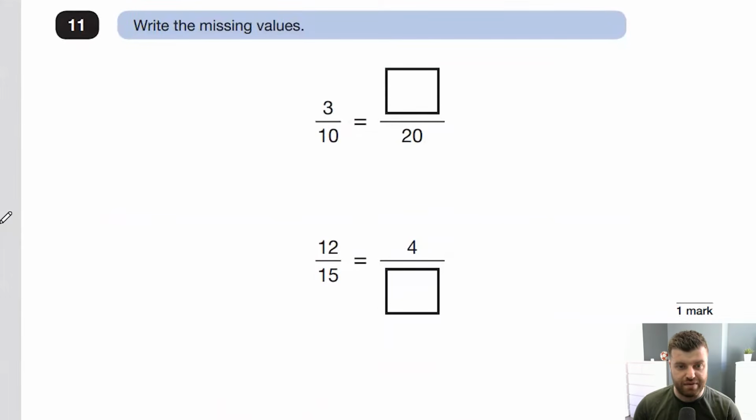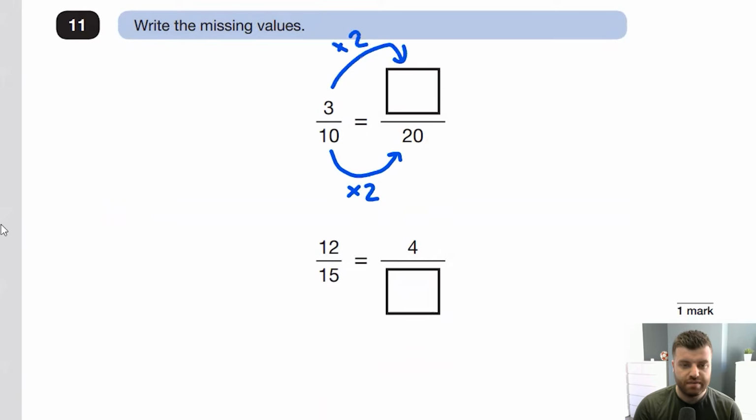Write the missing values. Okay, this is a simple case of equivalent fractions. Look at the denominator here. 10 goes to 20. Think, how do we get from 10 to 20 by multiplying or dividing? Well, we doubled it. So if I want to maintain an equivalent fraction, we must do the same to the numerator. 3 multiplied by 2 is 6. That's your answer for the first one.